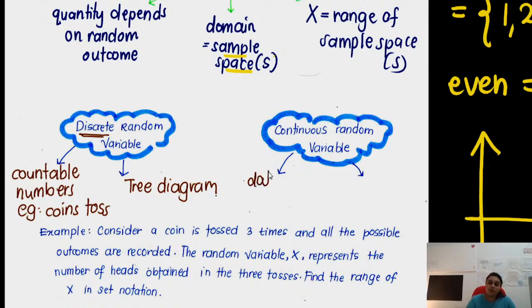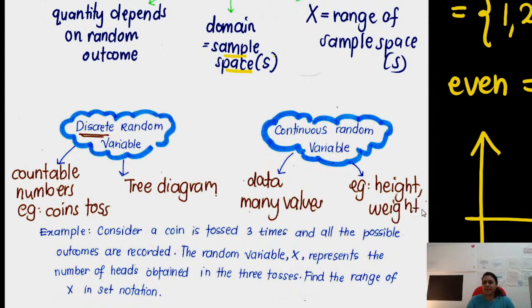Usually for this one you will have data with many values. There will be a lot of values. For example, in school we will calculate the height of students, the weight of students, or a pressure reading. That is known as a continuous random variable. That means let's say a teacher wants to find the probability of students with a weight of 50 kilograms. For so many values, with different students, you will get different outcomes.